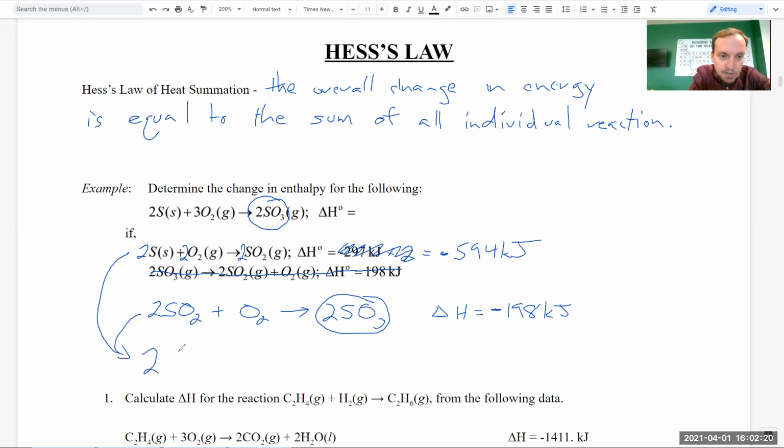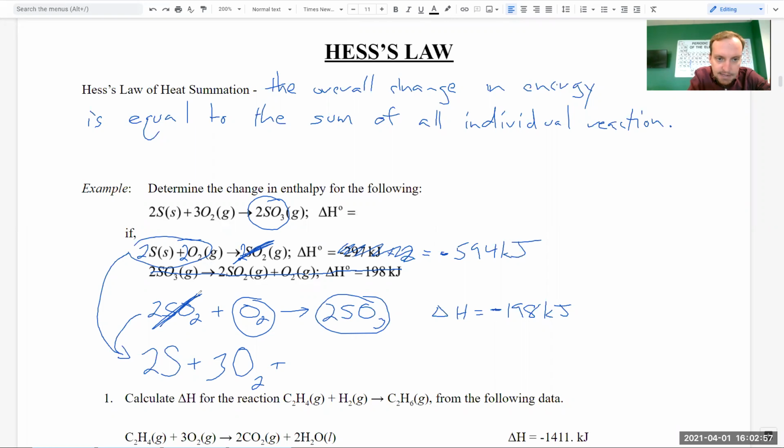reaction. So I have 2S, I have 2 oxygens, that's that. Plus I have another oxygen there. So let me go ahead and make that 3 oxygens. Okay, then let's see. What I notice again is the SO2. This is going to cancel with this. Those are now gone.